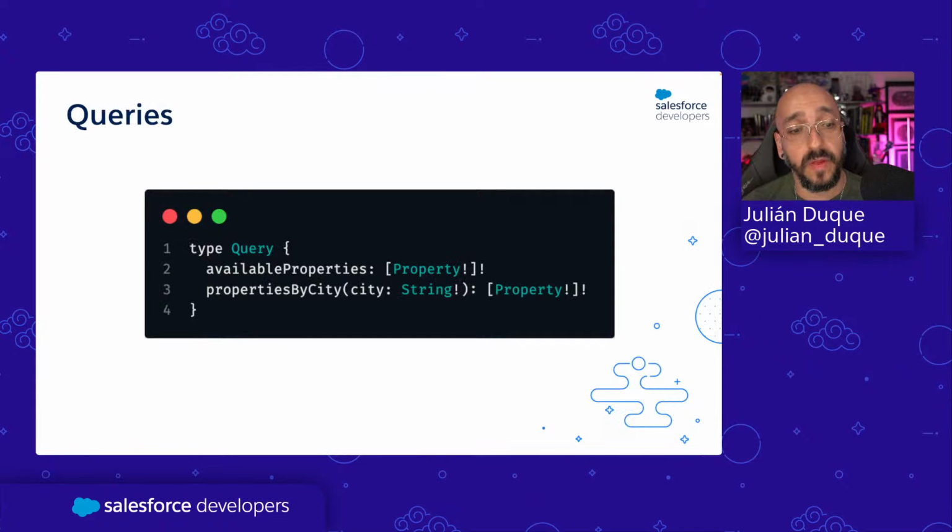For example, my application has two queries. Available properties is a query that returns all of the available properties. So the name of the query is availableProperties, and it returns an array of properties. If you see those two exclamation signs, that means the array needs to be present, even if it is empty, and all of the elements of that array need to be a property. It cannot have null values.